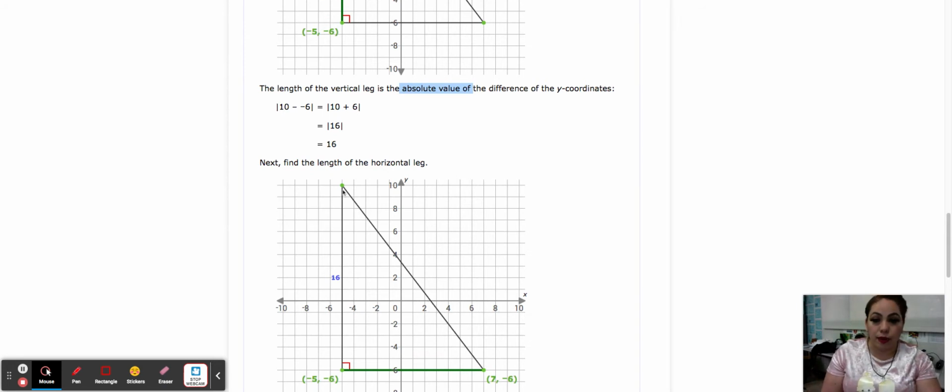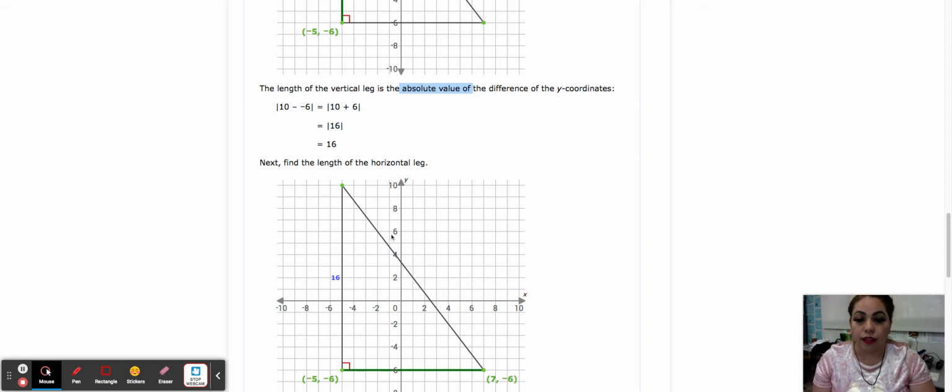Also, an easier way is to count from this point to the bottom point. So I'm going to count 1, 2, 3, 4, 5, 6, 7, 8, 9, 10, 11, 12, 13, 14, 15, 16. Did you see? It's the same number.